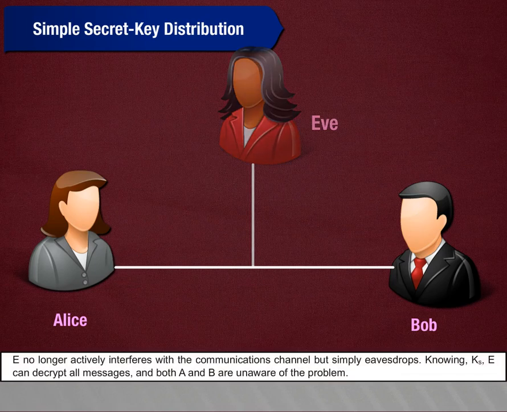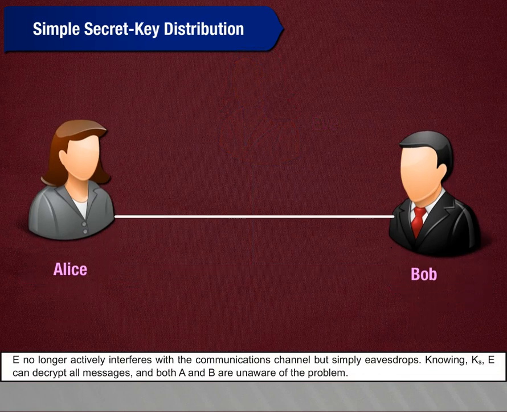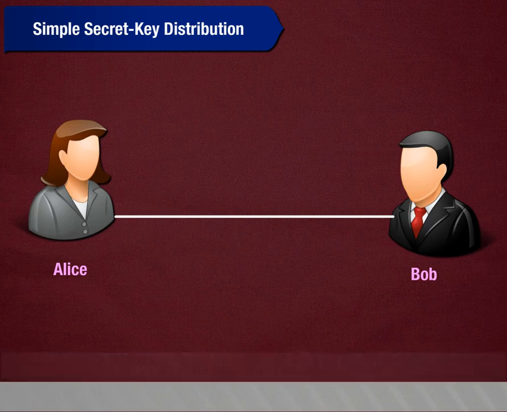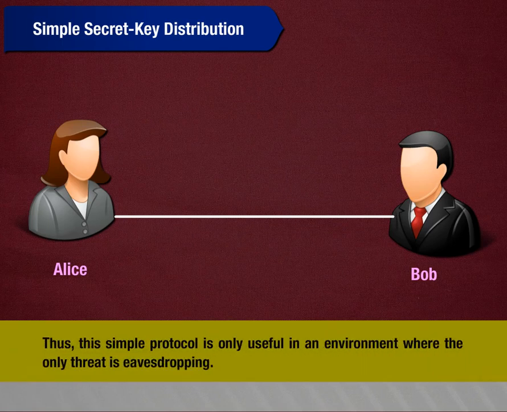E no longer actively interferes with the communications channel but simply eavesdrops. Knowing KS, E can decrypt all messages and both A and B are unaware of the problem. Thus, this simple protocol is only useful in an environment where the only threat is eavesdropping.